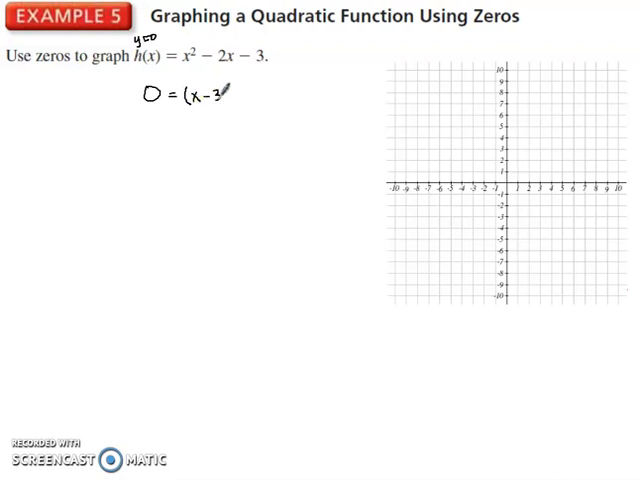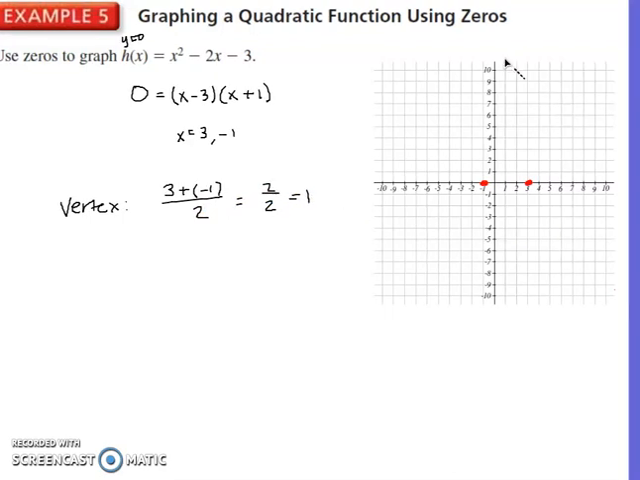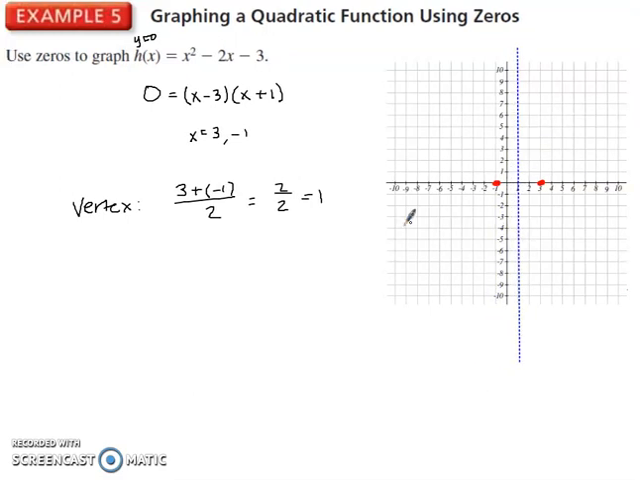Factoring, I will have x minus 3 times x plus 1, which tells me that x could either be 3 or negative 1. So I've got a 0 at negative 1, and I have a 0 at positive 3. So my vertex must be somewhere in the middle. So for my vertex, I'm simply going to add those two zeros and divide by 2. 2 over 2 is 1, which means my vertex occurs at 1. So my vertex is going to be on this line right in between those two zeros.